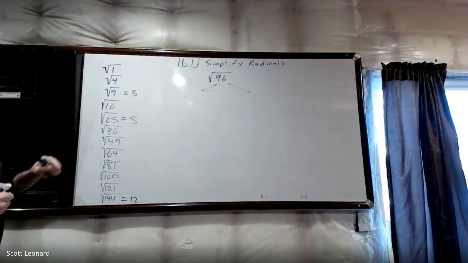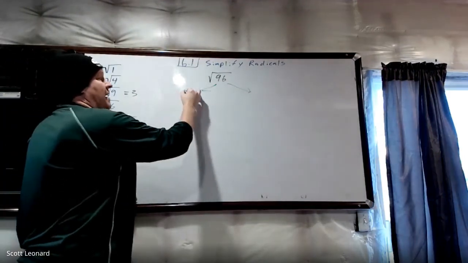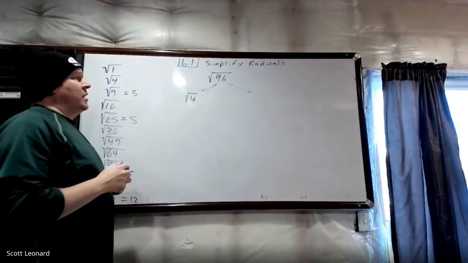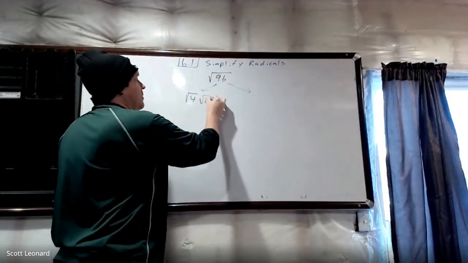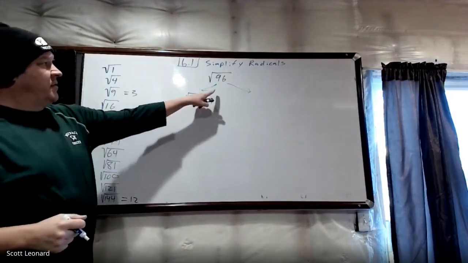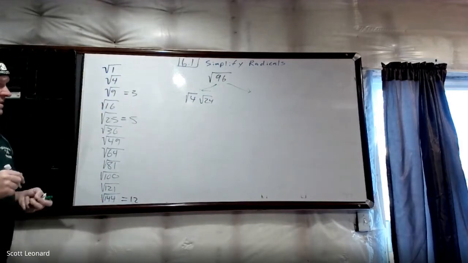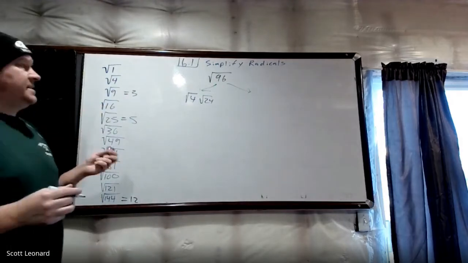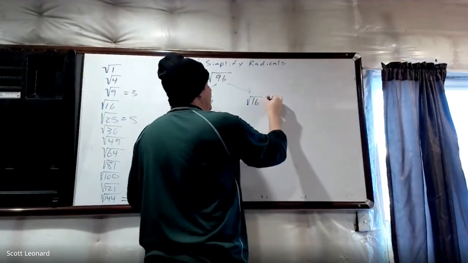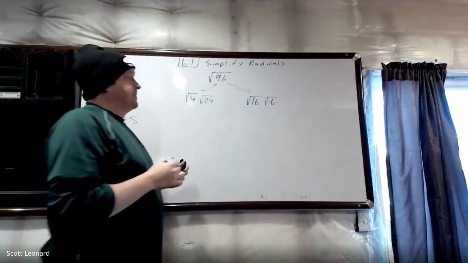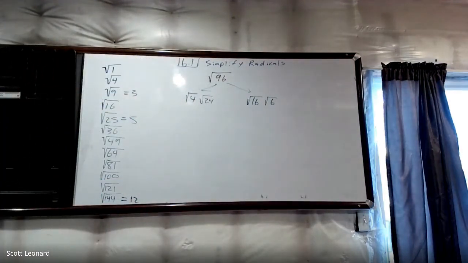I've seen in the past when we do this problem, some people go, 4 is a perfect square that goes into 96, and 4 times 24 will equal 96. 4 is on the list. Others said 16, and they have square root of 16 times 6. So far, both are correct. Hopefully you have one of these two methods so far.